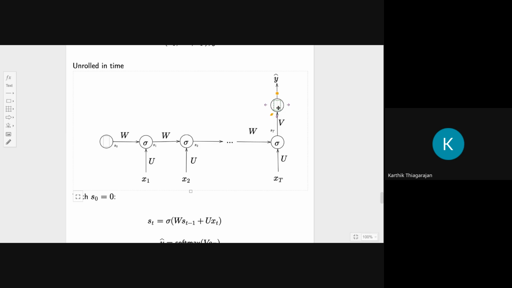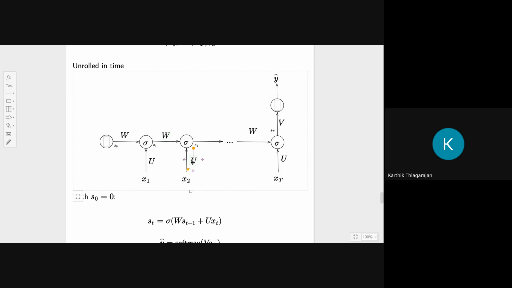Each of them can be viewed in a particular light. So the W matrix, what will it learn? It will learn how to preserve or carry forward information from the previous state to the next state. Therefore, W deals with the past. It is a connection from the past to the present.